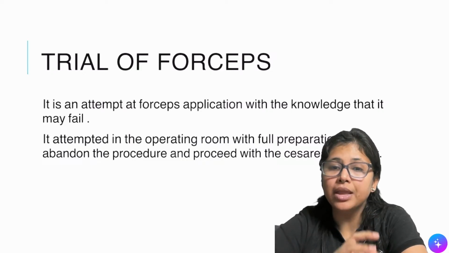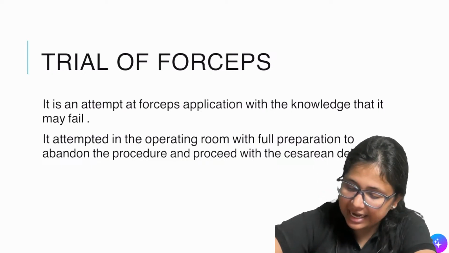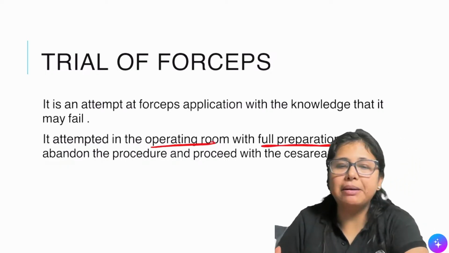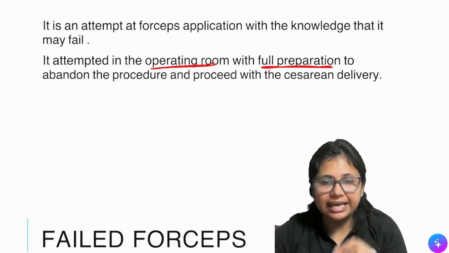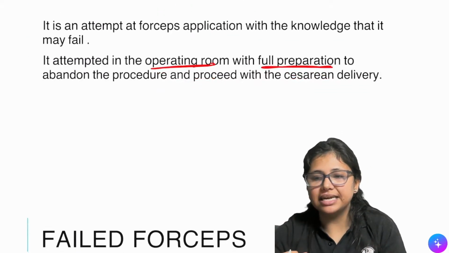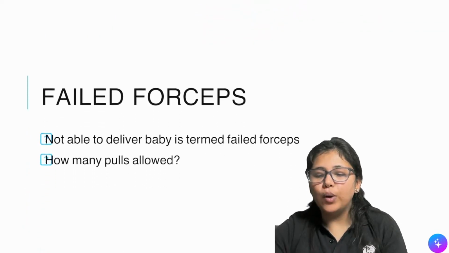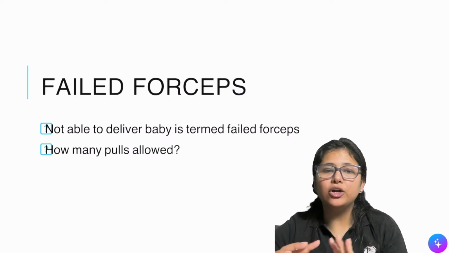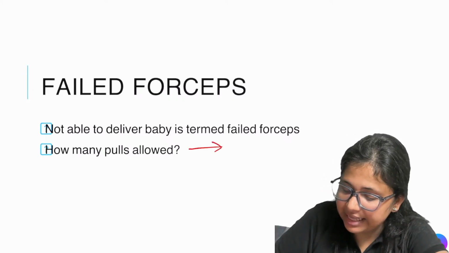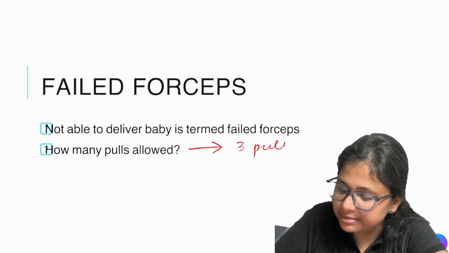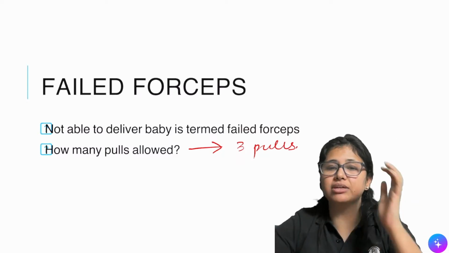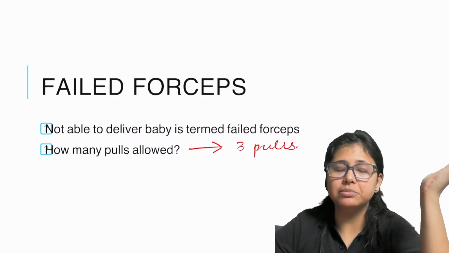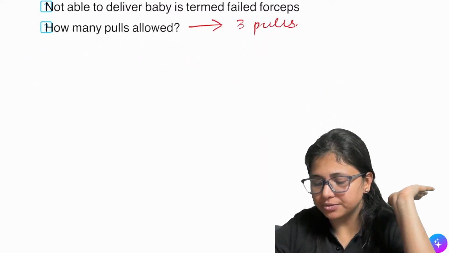And if it fails, I will immediately have to do a cesarean section. So what am I doing? I am taking this patient inside the operating room, right? And have told the anesthetist I am fully prepared कि अगर बच्चा नीचे नहीं आया, then I will have to do a cesarean section. And finally, when do you say the forceps has failed? You are not able to deliver the baby, and there have been 3 pulls, 3 times you have pulled and you have not been able to deliver the baby. That means this is a failed forceps. Abandon all further attempts and go towards a cesarean section.